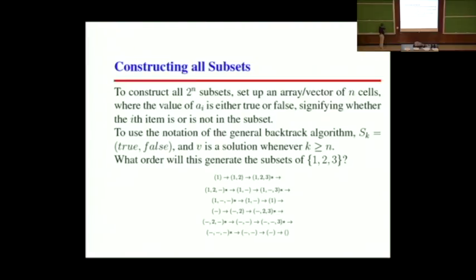1, 2, 3. Okay. So he constructed them. How many are there? 1, 2, 3, 4, 5, 6, 7, 8. So we got them, right? Okay. Now, he constructed them in a semi-systematic order, okay? Clearly, it's systematic. They're grouped by size. Does everybody see that? The number of elements?